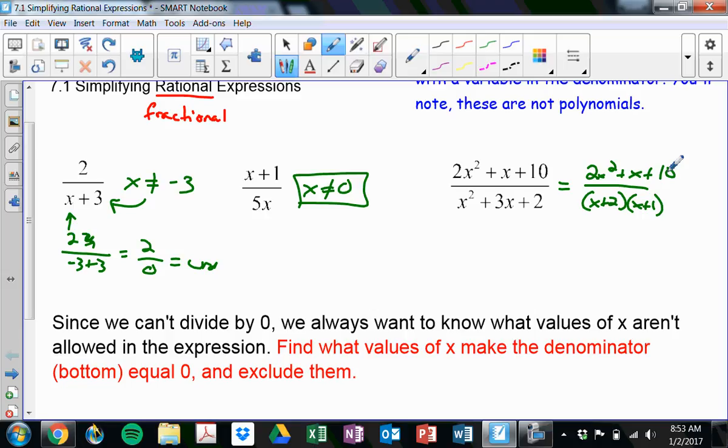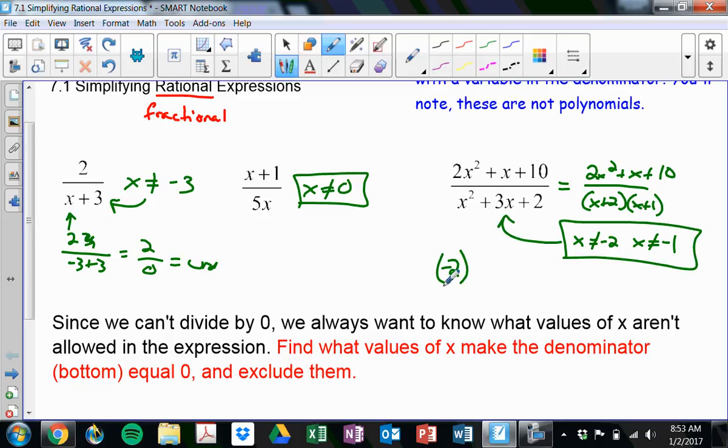Since the bottom factors into x plus 2 and x plus 1, I know that x cannot be -2 and x cannot be -1. Because if x is -2, if I plug in -2 for this, I get 4 minus 6 plus 2, which is 0, which means I would have 0 on the bottom of a fraction, and I can't have 0 on the bottom of a fraction. So here x cannot be -2 and it cannot be -1. That's excluding values from the domain that would make it dividing by 0, which we can't have. Whenever you do a rational expression problem, you have to find what values of x you can not have that would result in you dividing by 0.